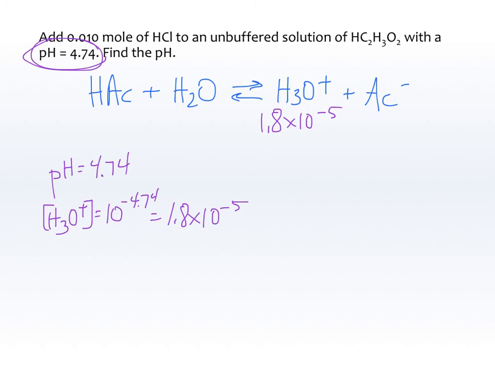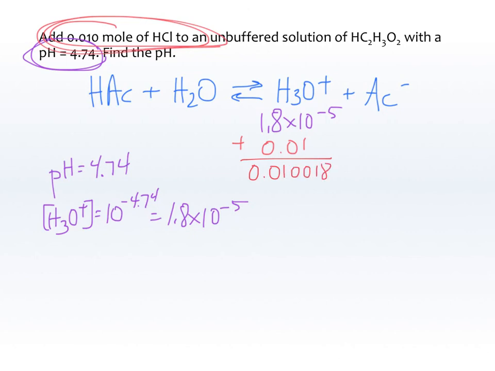So we're going to add 0.01 moles of H plus to this solution, plus 0.01, and since we can assume that it's 1 liter, then that's the molarity. When we add that together, we end up with 0.010018 moles per liter, so 0.010018 molarity of the H3O plus.